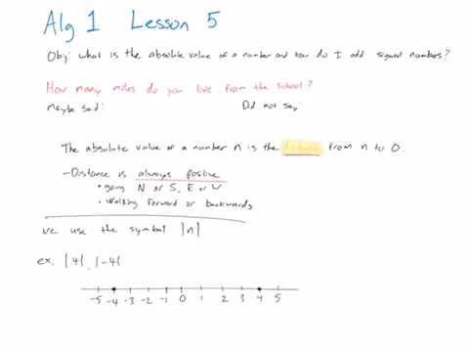This is Algebra 1, Lesson 5. Our objective is: what is the absolute value of a number, and how do I add signed numbers? You should be able to answer both of those questions by the end of this lesson.